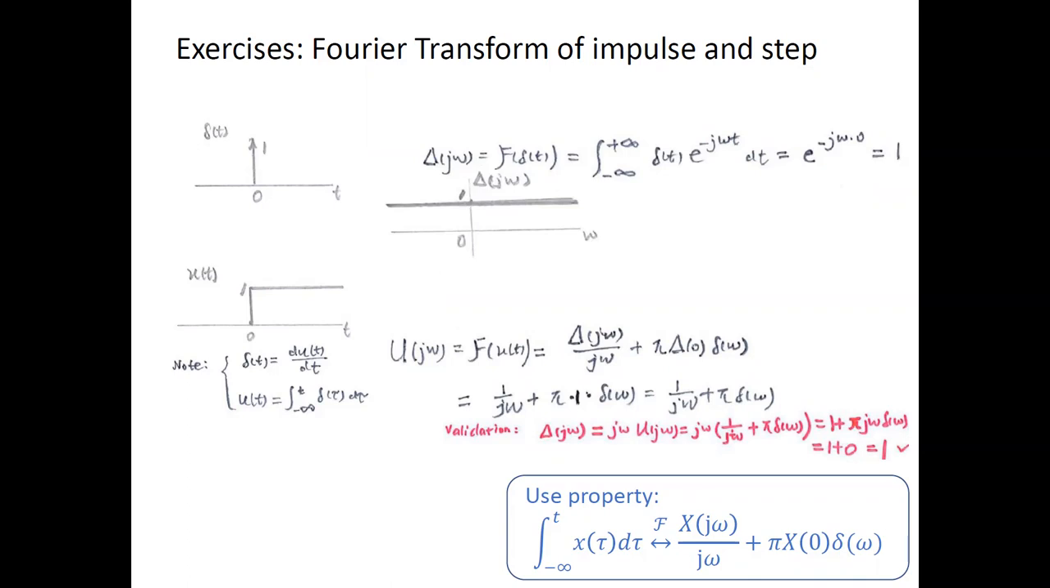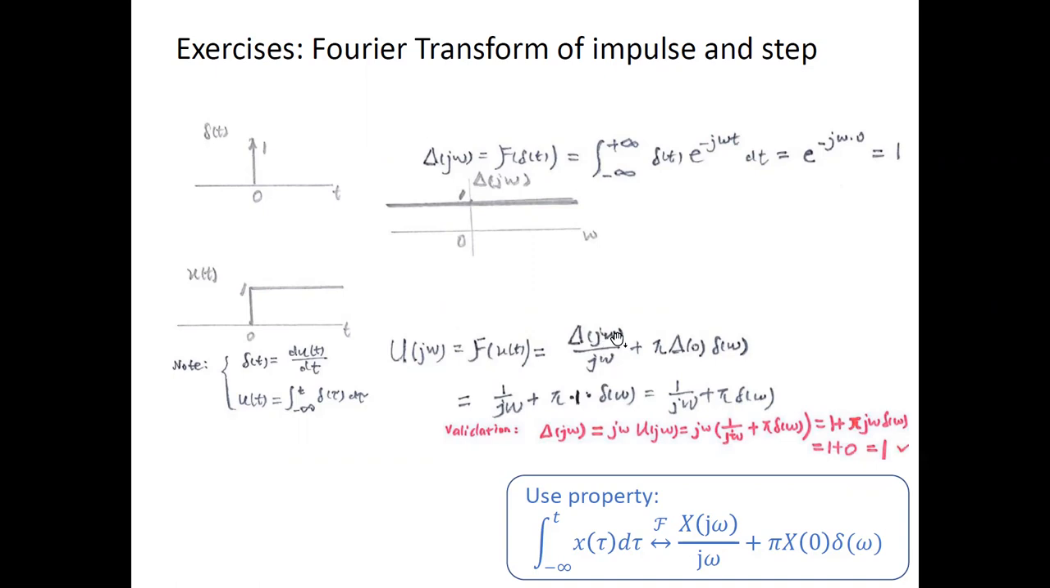And then we apply the integration property to calculate the Fourier transform of the unit step. The unit step u is the integration of the unit impulse delta. To apply this property, we must make sure that the integral is from minus infinity to t, right? That satisfies our condition to apply this property. So we just apply this property, replace capital X with capital delta.